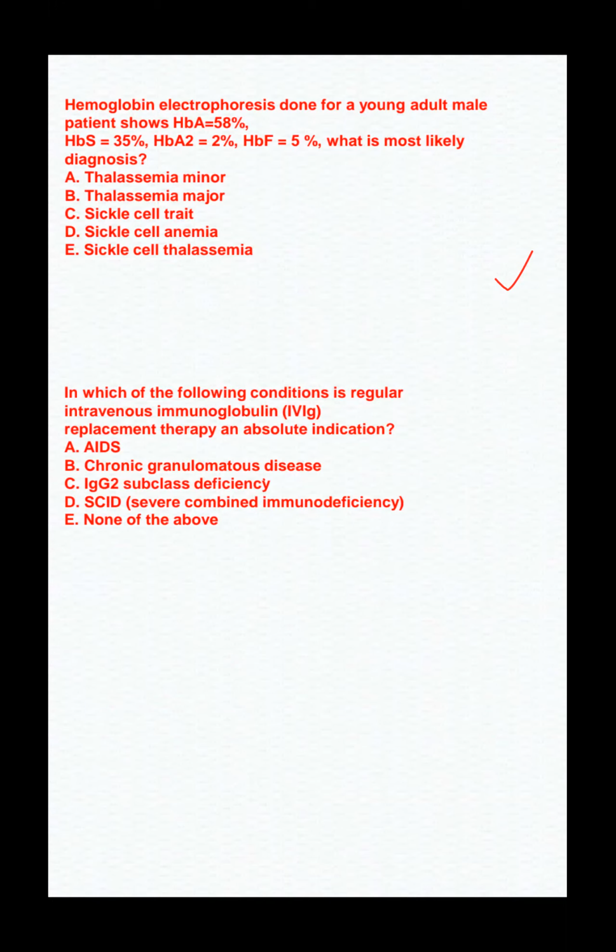So first of all, option A is ruled out. In AIDS, we don't give IVIG. Then chronic granulomatous disease.